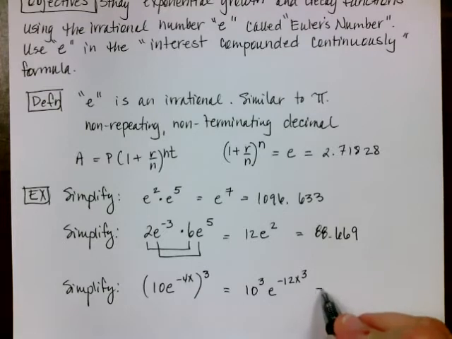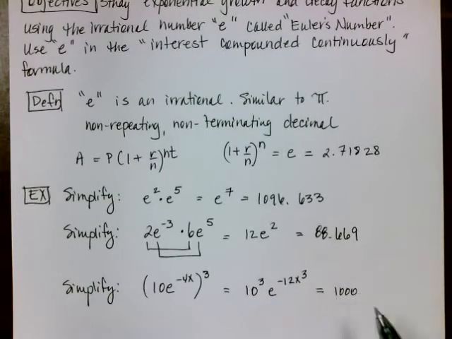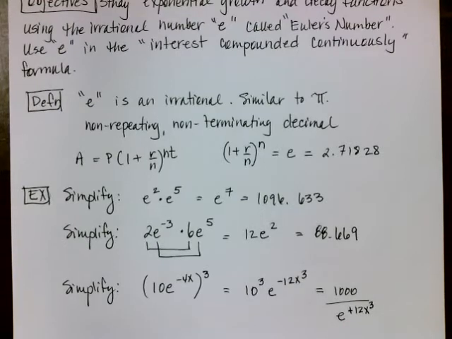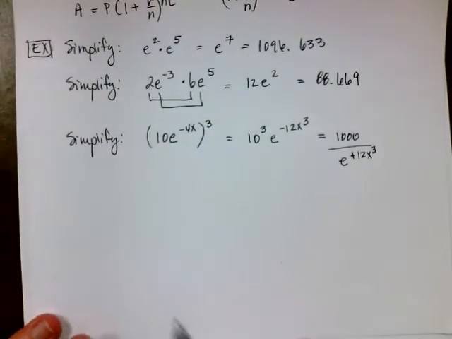If I do that math, 10 to the third is 1,000. This is going to go in the bottom, so it's going to be e to the negative, I lied. That's right. Negative 12, or sorry, now it'll be positive 12x to the third. Sometimes I confuse myself. Just remember, a negative exponent goes in the bottom. It switches to its opposite location because it is a reciprocal.